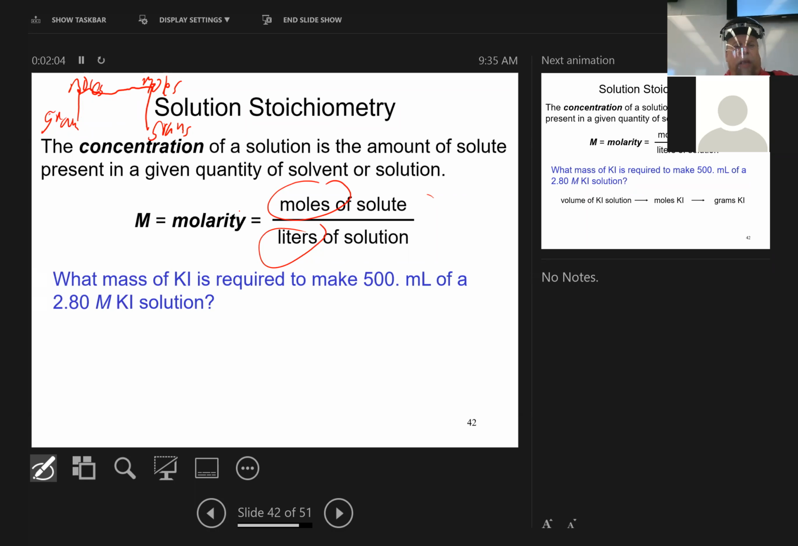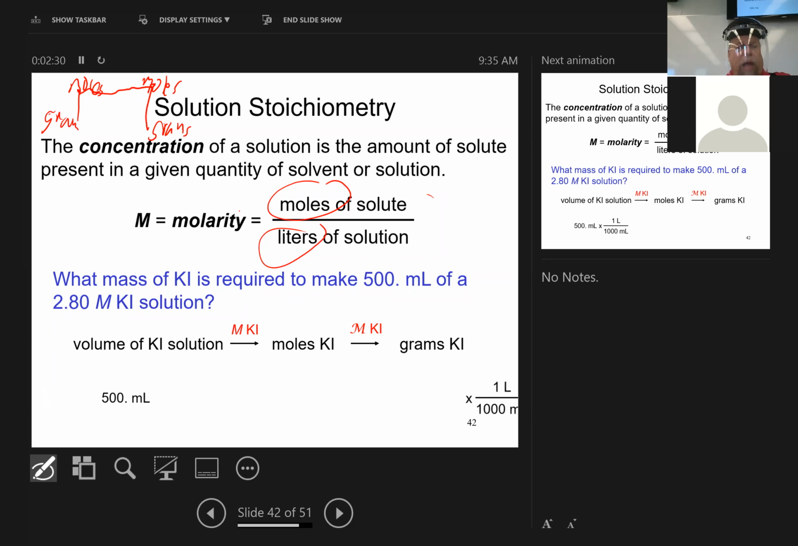Okay, what mass of KI is required to make 500 milliliters of a 2.8 molar KI solution? And this works with acids and bases too, which we'll talk about. So you start with the volume of the KI solution, and then go to moles. You start off with 500 mL, and you convert that to liters. That's the first step. You then have that you want a 2.8 molar solution.